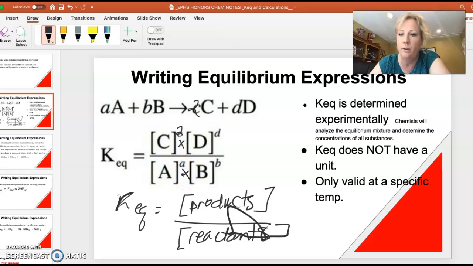So KQ is actually determined experimentally. It does not have a unit, and when you do calculate it eventually, the number value is only valid at a specific temperature.